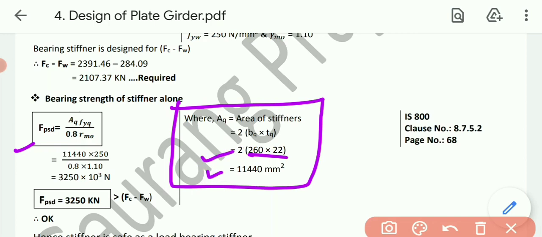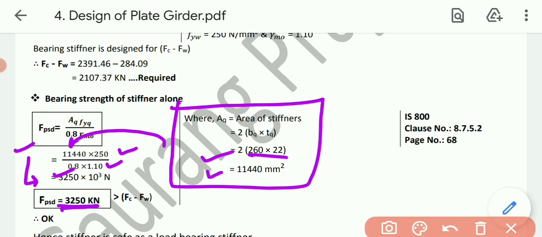So ultimately the answer is 11440. We have already calculated this area. Let's put down this value over here: fy 250, 0.8 constant, gamma m0 1.10. So our final answer is 3250 into 10 to the power 3 Newton. So let's convert it into kilonewton.